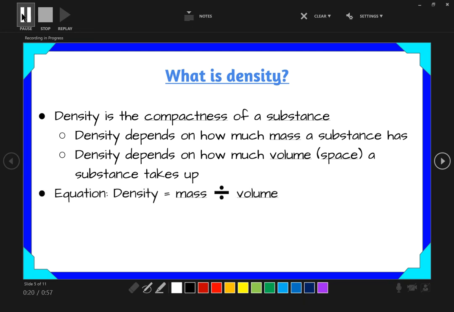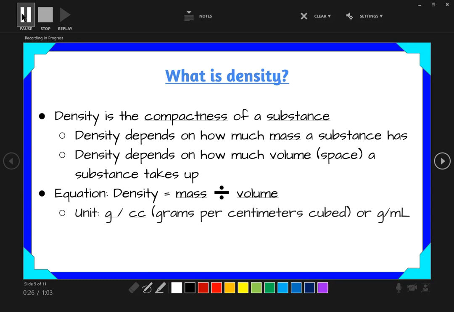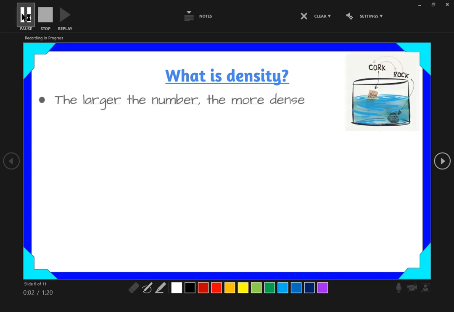The equation to calculate density is equal to mass divided by volume. The unit for density is g/cc, which stands for grams per centimeter cubed, or another unit is g/mL, grams per milliliter. The larger the number, the more dense. So the higher your density number, the more dense your object is.